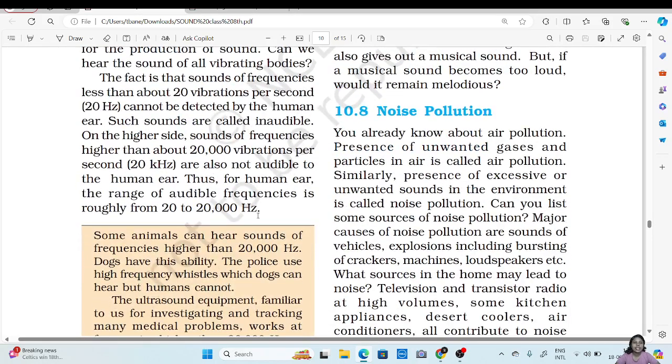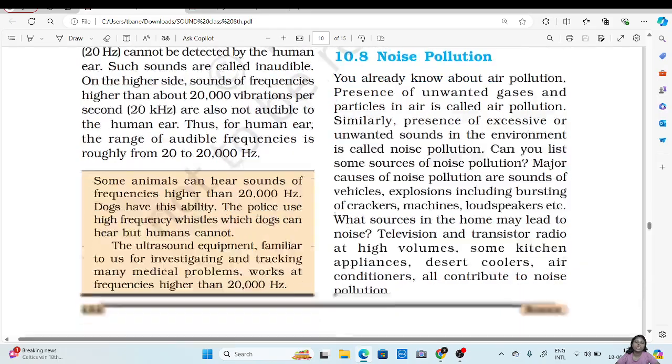Then on the other side, sounds of frequencies higher than 20,000 vibrations per second, that is 20 kilohertz, are not audible to us. So we can basically hear between only 20 to 20,000 hertz. Beyond 20,000 and below 20 hertz, we won't be able to hear. So the ones outside this range are inaudible sounds to the human ear.